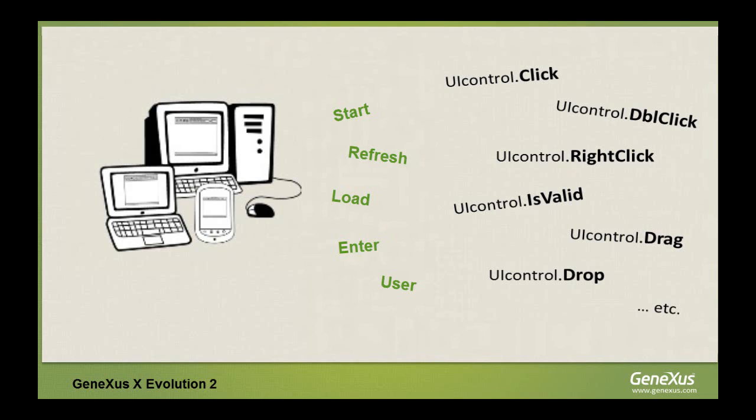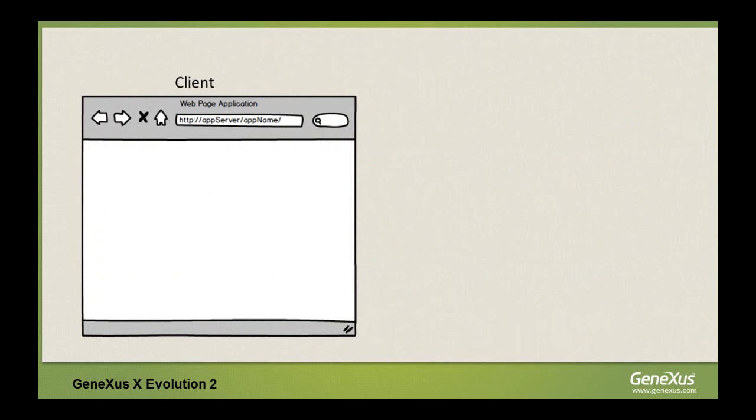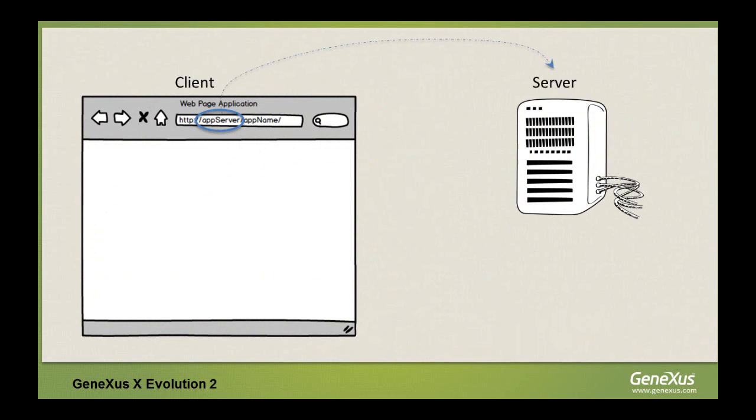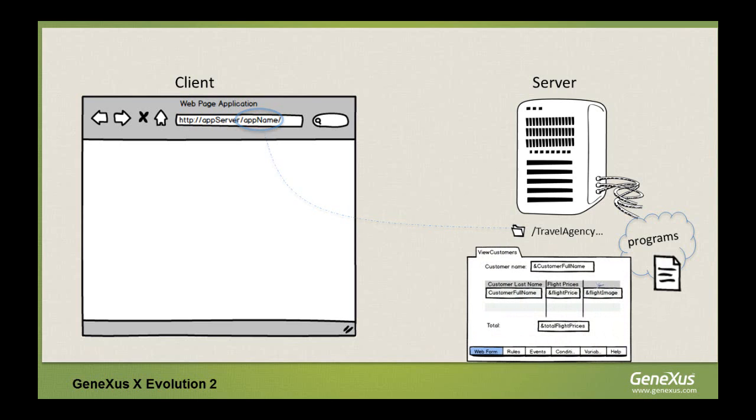Every web application will be run on a machine, such as a PC, notebook, or smart device with internet access. From this machine, the user will access the application using a browser. At the other end is a server, which will store all the application programs generated by GeneXus. Among them are the programs corresponding to web panels. For example, the program generated for the View Customers web panel.